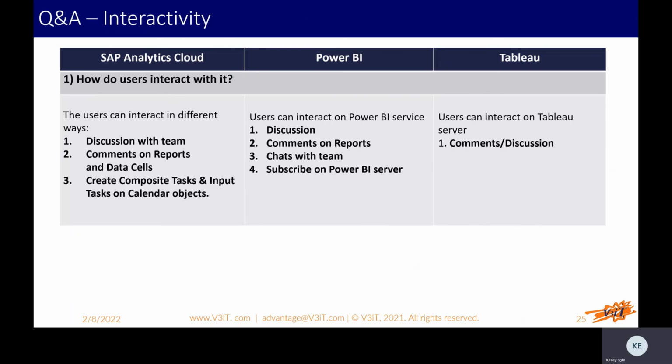When it comes to interactivity, how do users interact with it? The users can interact in different ways. All three platforms have the ability to interact through discussions and comments on reports. In SAC, you can also create composite tasks and input tasks on calendar projects. For Power BI, you can also chat with the team and subscribe on Power BI server.